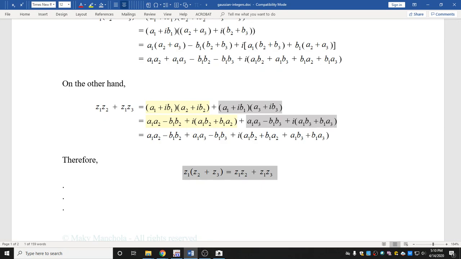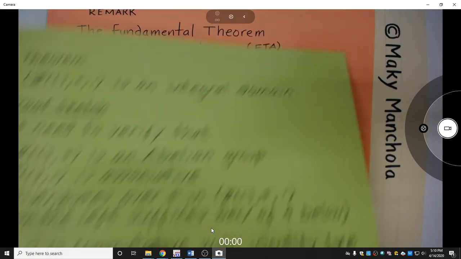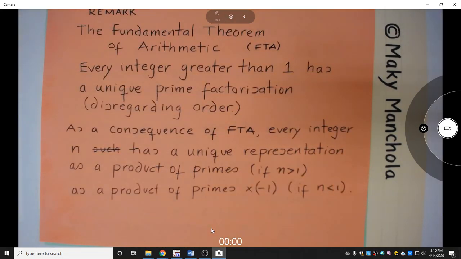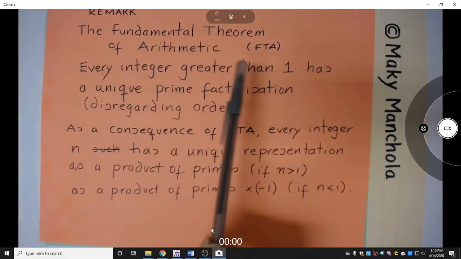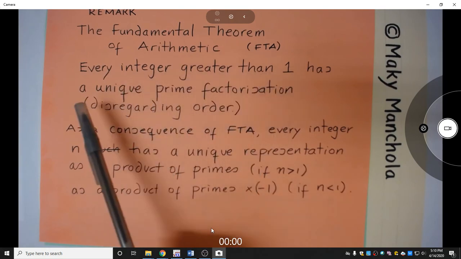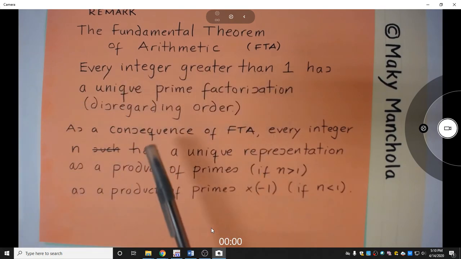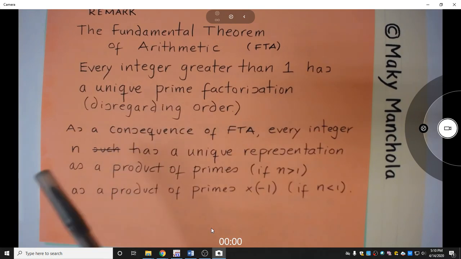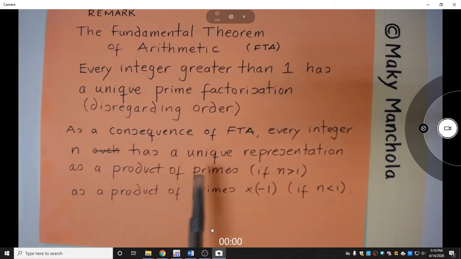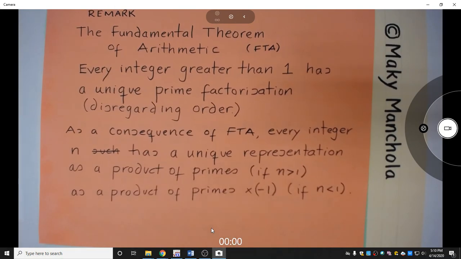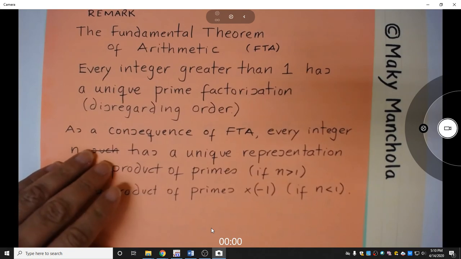Okay. To finalize this presentation, let's make a remark. It starts with the fundamental theorem of arithmetic. Every integer greater than 1 has a unique prime factorization, disregarding order. As a consequence of the fundamental theorem of arithmetic, every integer n has a unique representation as a product of primes if n is greater than 1, and as a product of primes times -1 if n is less than 1.